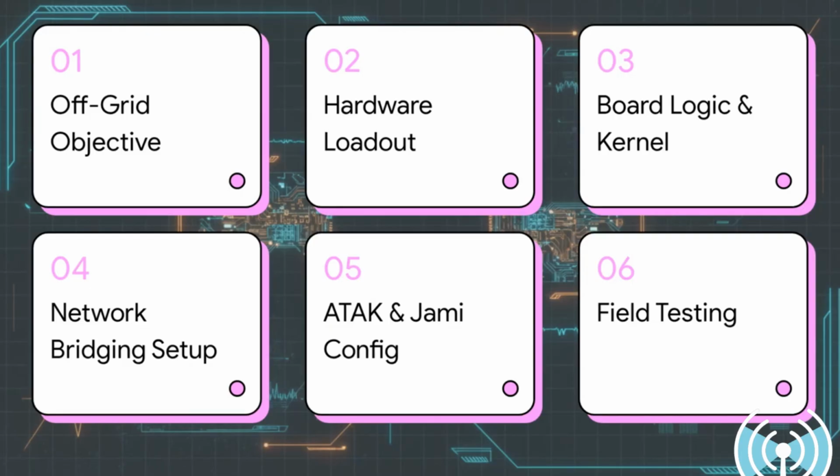Here is our mission outline for today. 1. The tactical off-grid objective. 2. Hardware and prerequisites loadout. 3. Board logic and kernel. 4. Linux network bridging setup. 5. ATAK and Jami configuration. And finally, 6. Field testing and deployment.